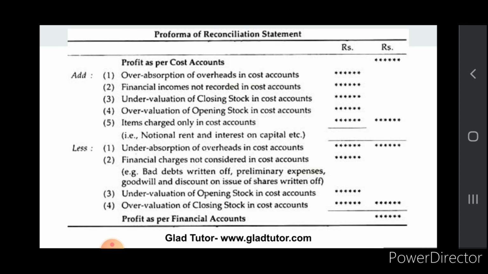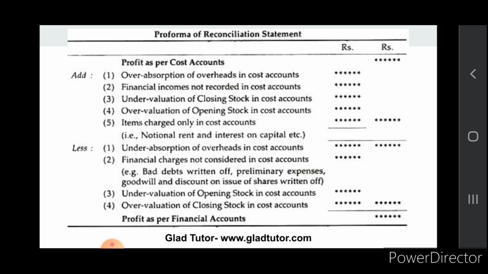So we have an example for you, or you can say a format of the reconciliation of cost and financial account. Firstly, we start with the profit as per cost account. Then we add the over absorption of overheads and financial incomes that are not recorded in cost accounting. We add those incomes. We add the undervaluation of closing stock, and we add the overvaluation of opening stock, right, and the items that are charged only in cost accounts. Then we reduce the under absorption of overheads in cost accounts, and in the same way as we added the over absorption of overheads, here we are deducting the under absorption, financial charges that are not considered in cost account, and the undervaluation of opening stock and the overvaluation of closing stock.